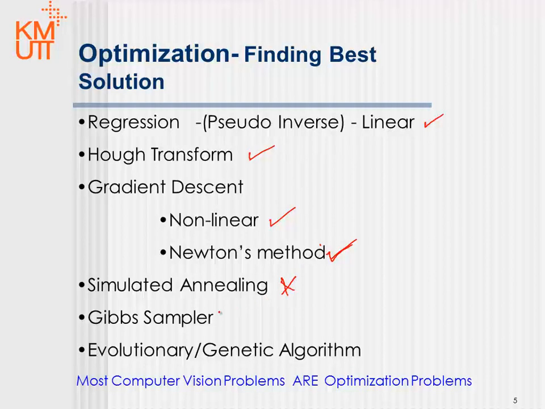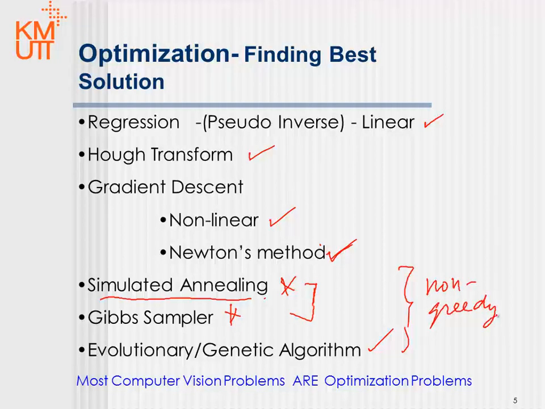And today we're going to cover simulated annealing and Gibbs sampler. Well, simulated annealing is a general technique, but the Gibbs sampler is like a gradient descent, but using a non-greedy simulated annealing algorithm. And there's another class of algorithms called evolutionary or genetic algorithms, which is also non-greedy. So these three are non-greedy, okay? And I will explain non-greedy in a moment.